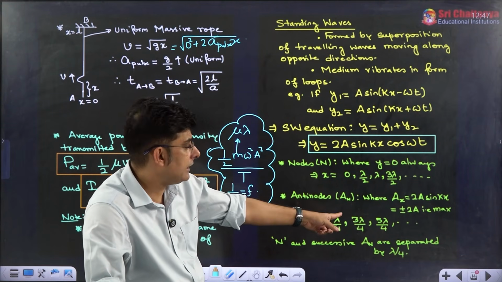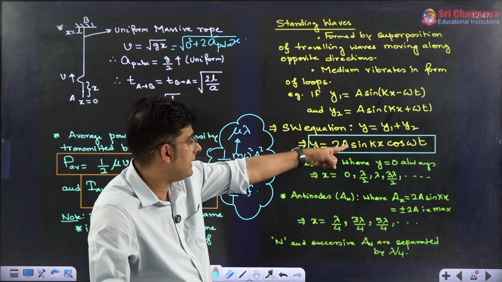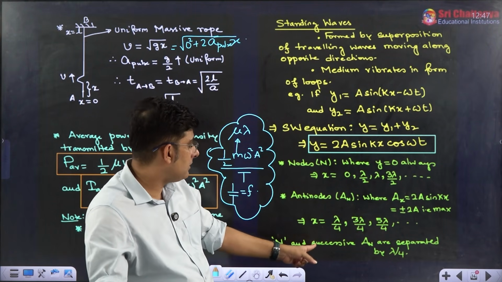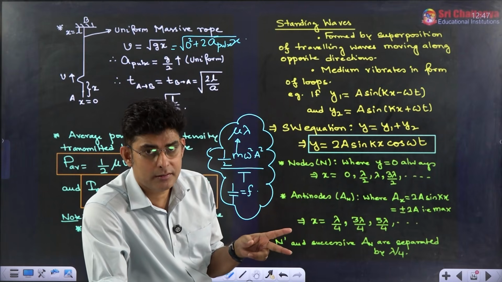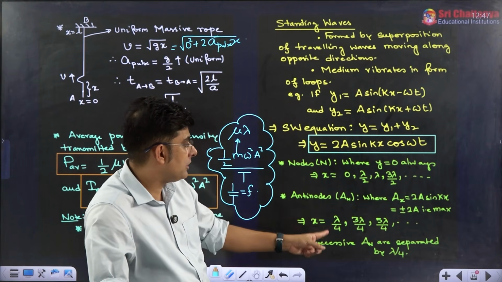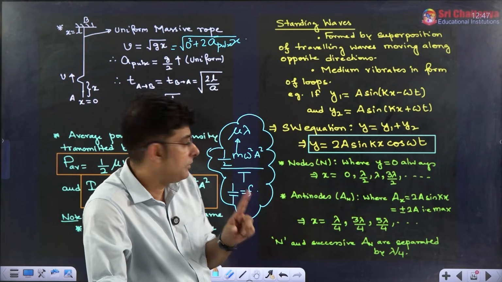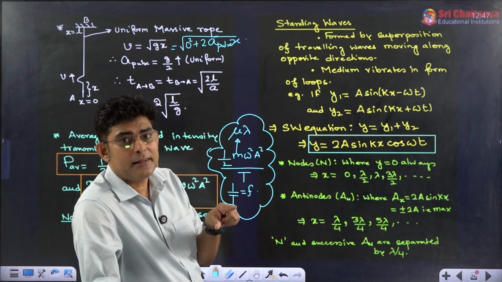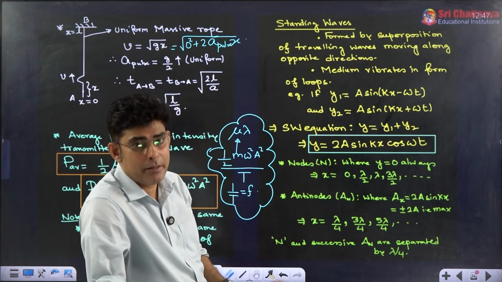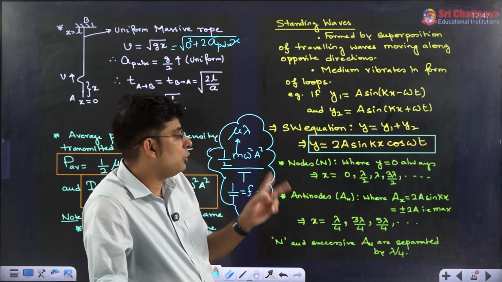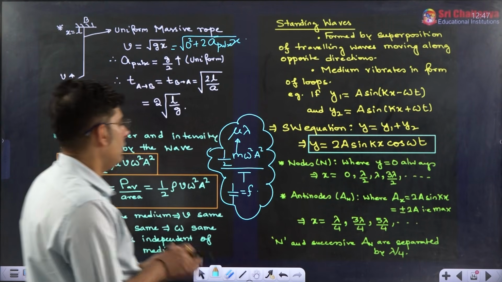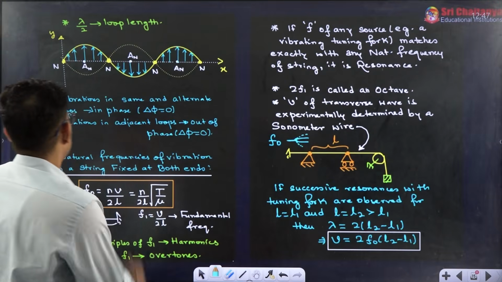Then there are positions called antinodes, where the amplitude 2a sin kx is maximum, meaning plus minus 2a. So these will come exactly in between two nodes. So antinodes are positions exactly in between two nodes. So remember, two successive nodes are separated by lambda by 2. A node and a successive antinode are separated by lambda by 4, right? And two successive antinodes are again separated by lambda by 2. So nodes and antinodes, I have shown in the diagram.